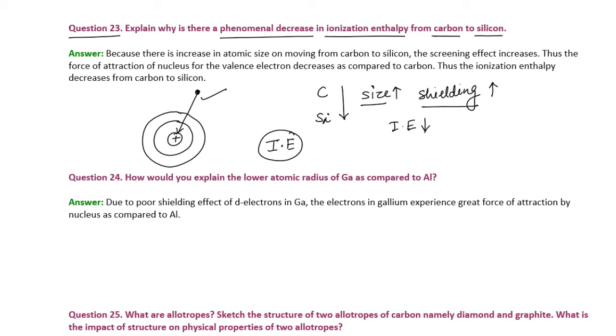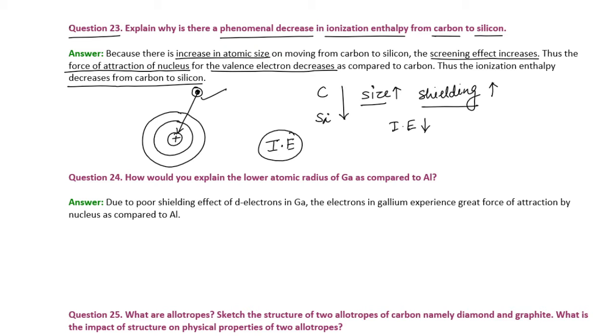It is already written because of the increase in atomic size and screening effect, both are increasing. And when they are increasing, the force of attraction of the nucleus for the valence electron decreases. And that's why ionization enthalpy decreases from carbon to silicon. That is the simple reason.